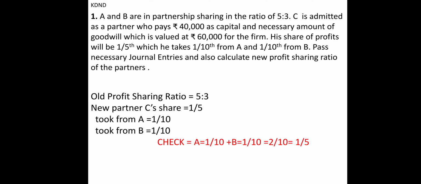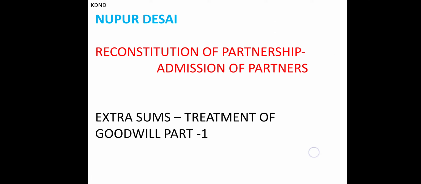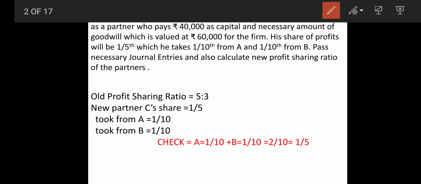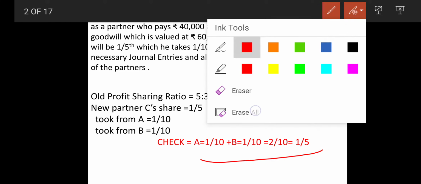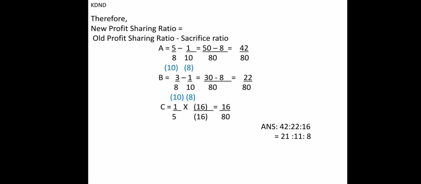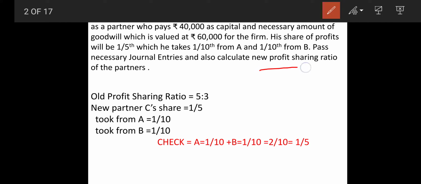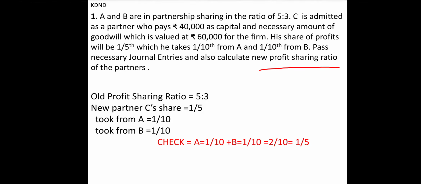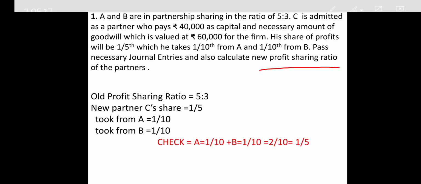So under this, they have given that 1/10 from A and 1/10 from B is taken over by them. So just to check, we will get the sacrificing ratio. So here we can see 1:1 is the sacrificing ratio, and then we have checked over here how the working is done. In the sum, they had asked to find out the new profit sharing ratio also. So we will be finding the new profit sharing ratio in the sum, applying the formula.